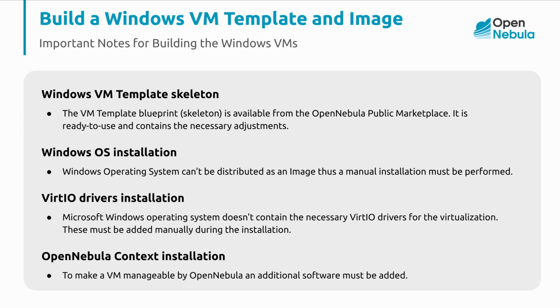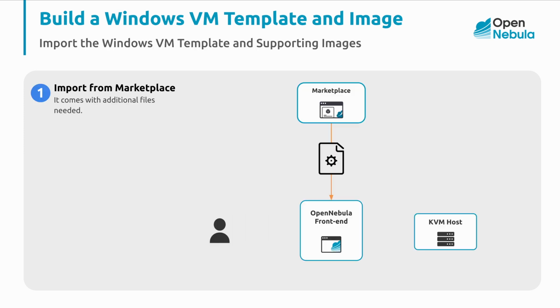VirtIO drivers needed for paravirtualization are not packed with Microsoft's operating system and must be selected manually during the installation process. Additionally, to enable the management of a virtual machine, the OpenNebula contextualization package is needed. The mentioned software is going to be imported along with the virtual machine template from the OpenNebula marketplace. Firstly, import the virtual machine template with image from the OpenNebula marketplace.